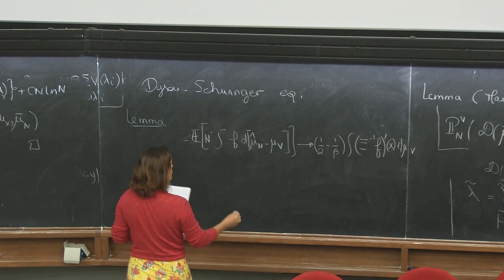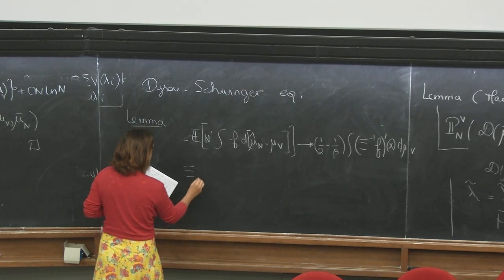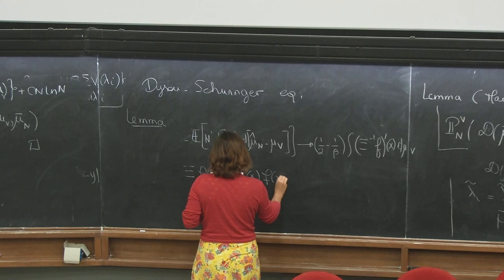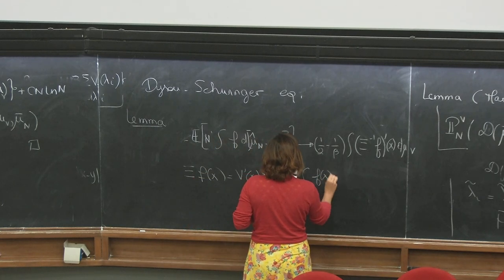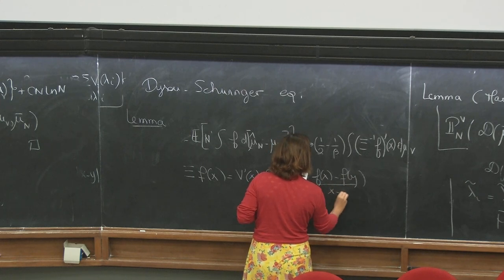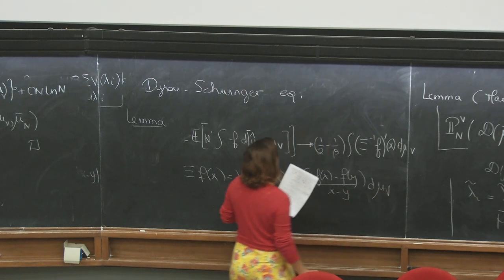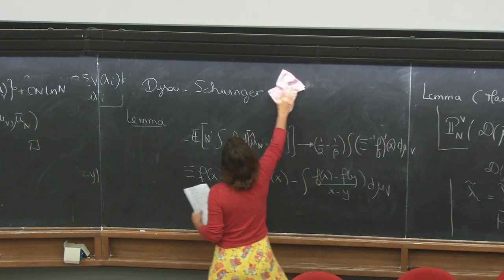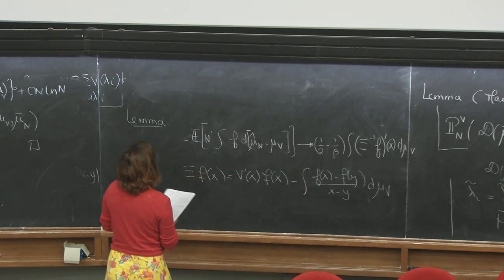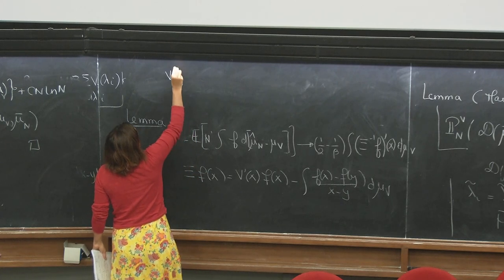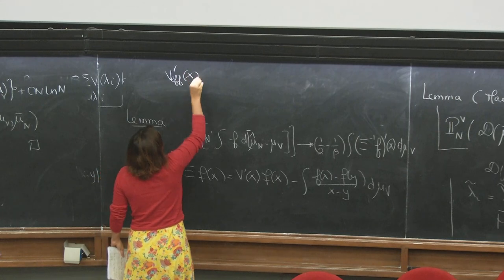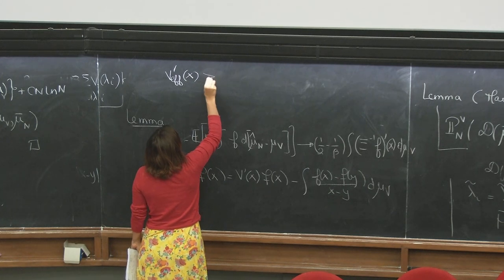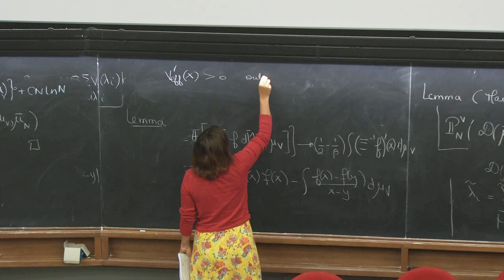And now I should introduce the master operator. So the master operator is psi, which is V prime of x times f of x, minus the integral of f of x minus f of y divided by x minus y, d mu v. All right. And I should make some assumptions for that. So what I will assume is that this effective potential is differentiable, so V is smooth enough in the following, and f also is smooth enough. So I will assume that this is always strictly positive outside the support of mu.